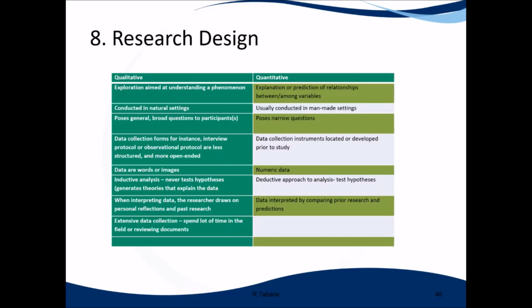So we know the basics of the difference in your research design. There's qualitative, there's quantitative, and we know that in qualitative, it's about understanding, it's about words, images, interpreting. Then in quantitative, it's about predictions of relations, done in a man-made setting. The questions are narrow because you need to get to that answer. It's deductive, numeric, interpreted by comparing with prior research, predictions. So those are the two basics that we already know.